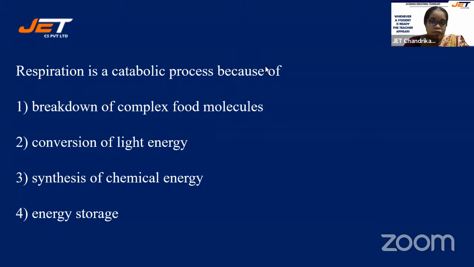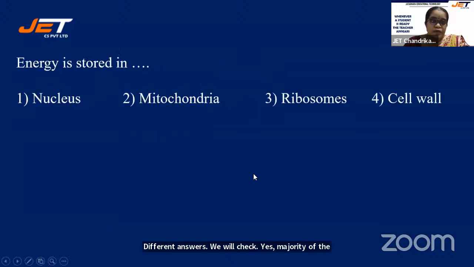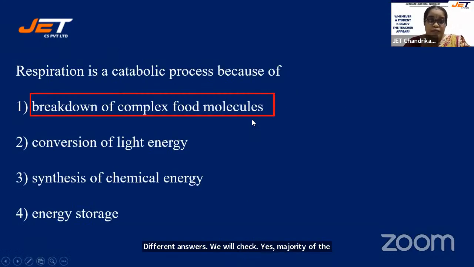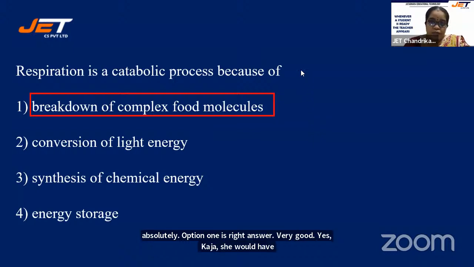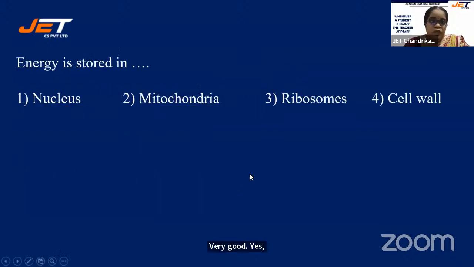Okay, I'm getting different answers. We will check. Yes, the majority of the students gave me answer as one. Oh, sorry. Yes, absolutely, option one is the right answer. Very good. Srinidhi, Ruchita, Gayatri, Shashank, Kaja, Shivaramakrishna, Navaneet, Gayatri, Salma. Right, very good. Navaneet, Bhavita, it's not four. Yes, let us move to the next question.